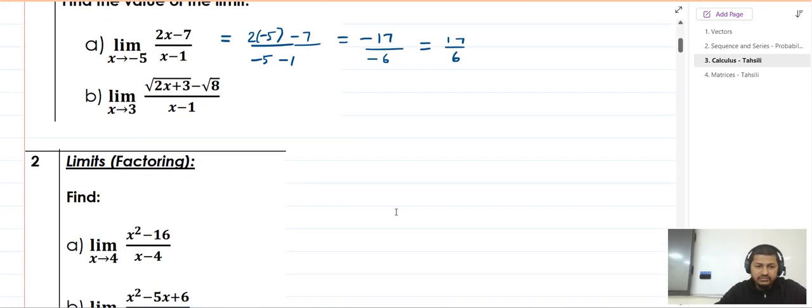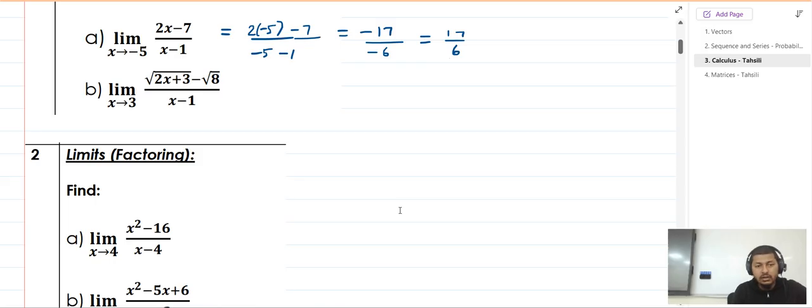Let us solve part B. Limit as x approaches 3 of this function here, which is a mixed function with a square root and a rational fraction. If I substitute 3 in the denominator, I see that I'm not getting a 0, so I can directly substitute. So it's basically a direct limit. I'm getting 2 in the denominator.